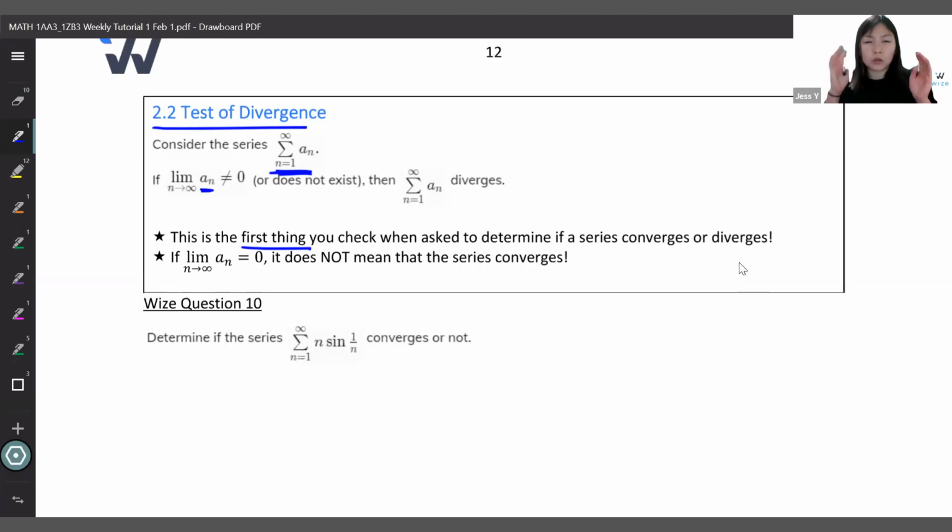I know that the limit of terms has to do with sequence convergence, but it turns out that if the limit as n goes to infinity of each term is not zero, that means I'm eventually going to be adding up numbers that are non-zero. There's no chance that it's going to converge. So if the limit of the terms is not zero, then the series diverges. Be very careful. This test does not say the opposite. If the limit of the terms does equal zero, it does not mean that the series converges, okay? That's why it's called the test of divergence, because it tells us when a series diverges.